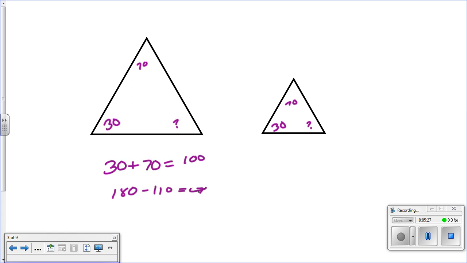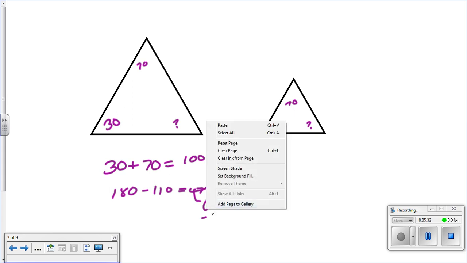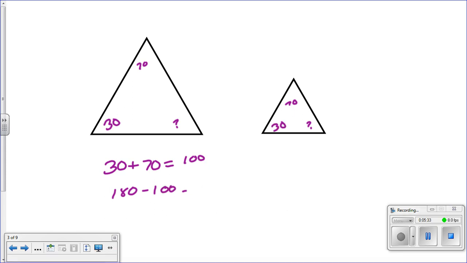So 180 minus 100. Whoops. Let's clear this. So that means that third angle is 80. And over here on this triangle, it's going to be the exact same situation. 70 plus 30. It's the same math problem. Is equal to 100.